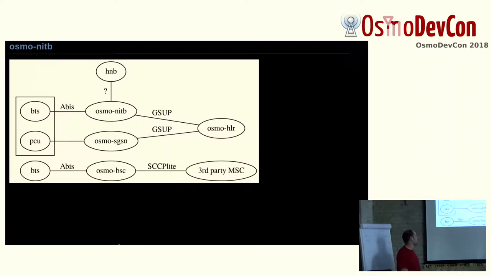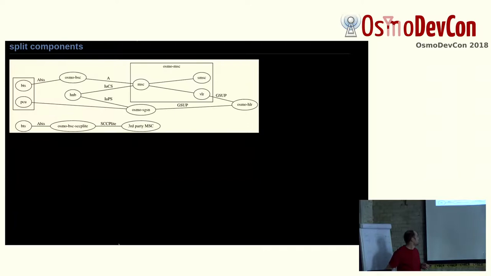And also obvious was that we also still had the Osmo BSC, a separate program using only the BSC part of the NITB to talk SCCP Lite to a third party MSC. So we kind of have a BSC, a separate one, but we only had the MSC and BSC together, so no separate MSC. So it made sense to, you know, rearrange it a little bit to this.